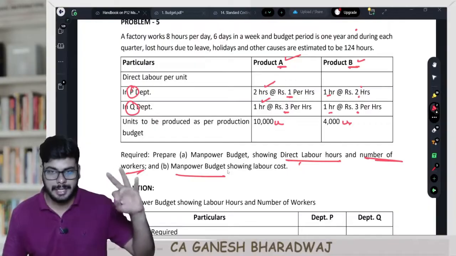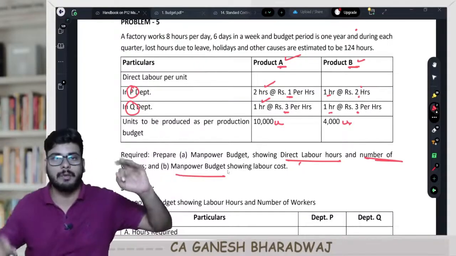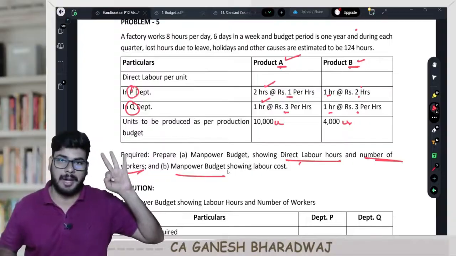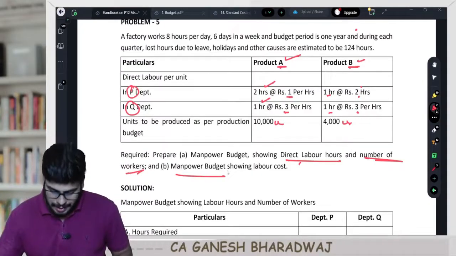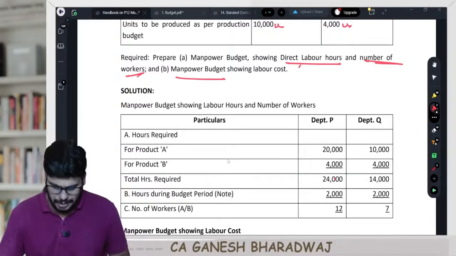So, basically, three things they are asking: total labor hours required, total number of workers required, and the total labor cost that you are planning to incur. Three things they are asking us. Now, very simple. Now, look at this. It's pretty much straightforward.